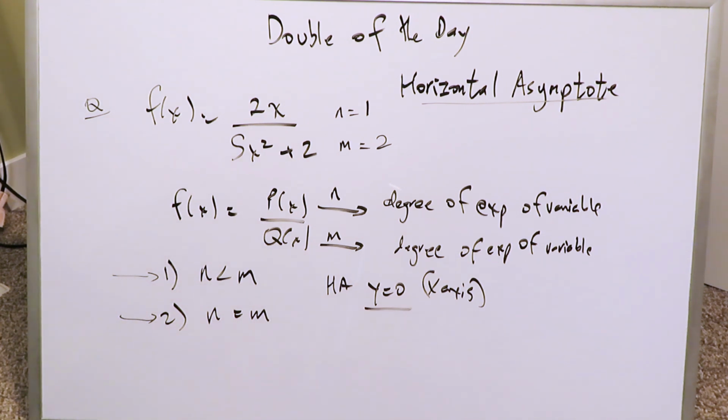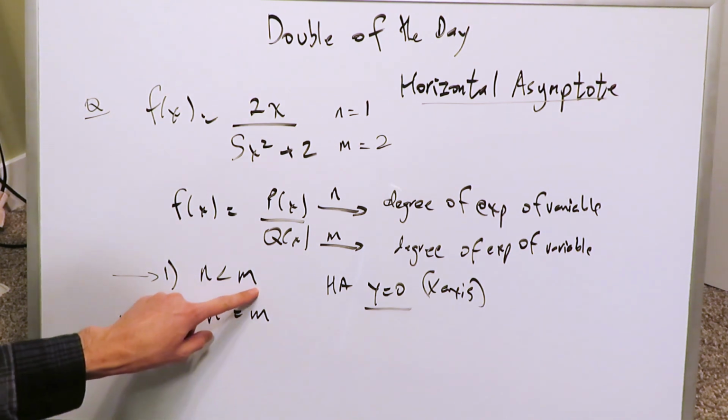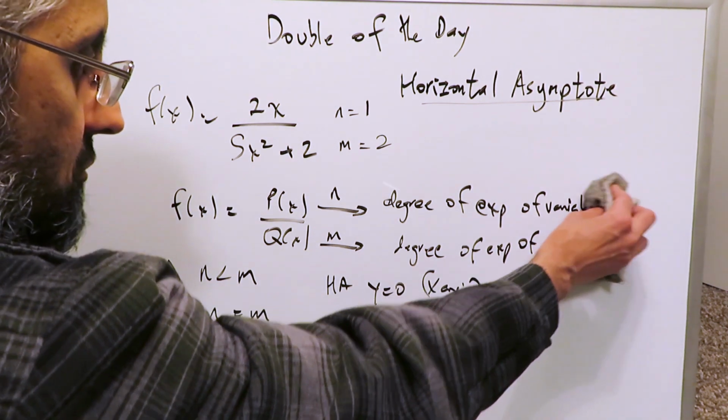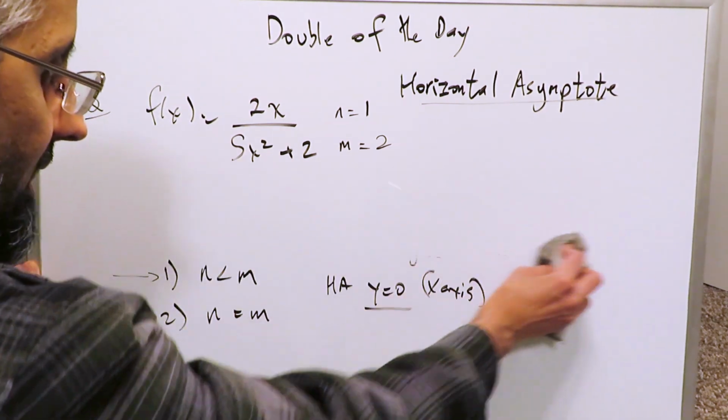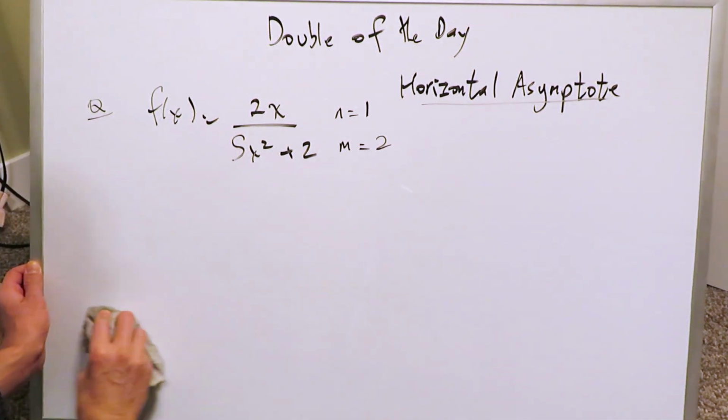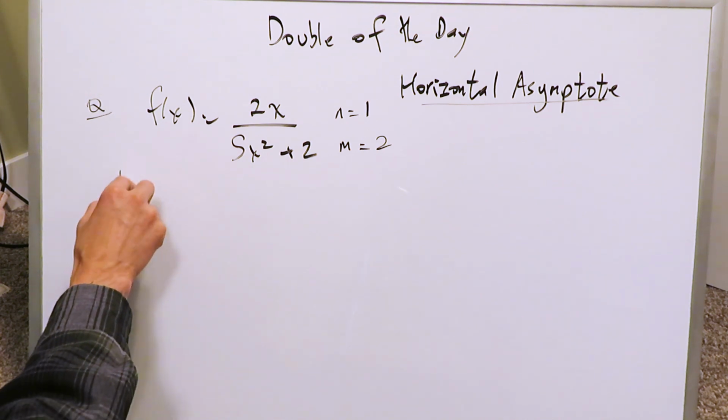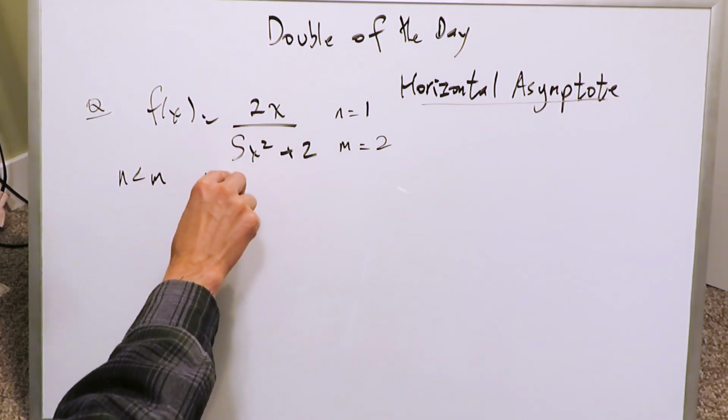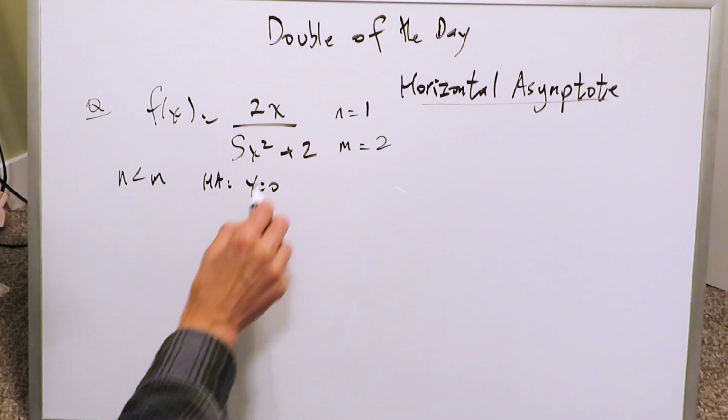But for the sake of this video, I'll show you the computation and show you why this is the case every time you have this case. So allow me to show it to you so that you can have some level of certainty and assurance in this. I've told you here, if n is less than m, your horizontal asymptote is your x-axis, y equals 0, and I'll show you why.